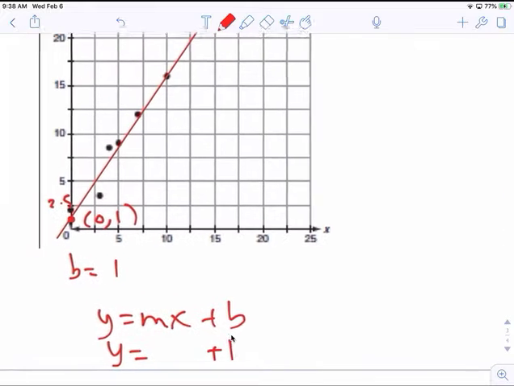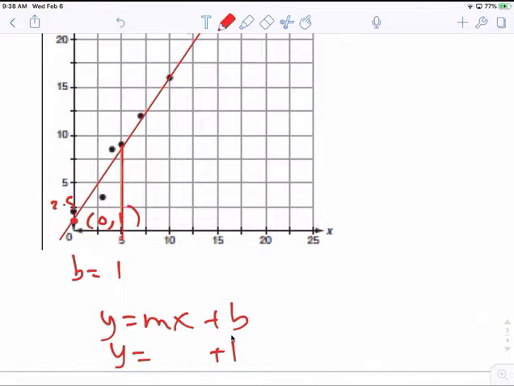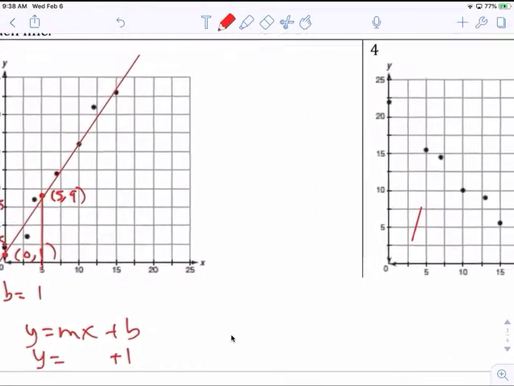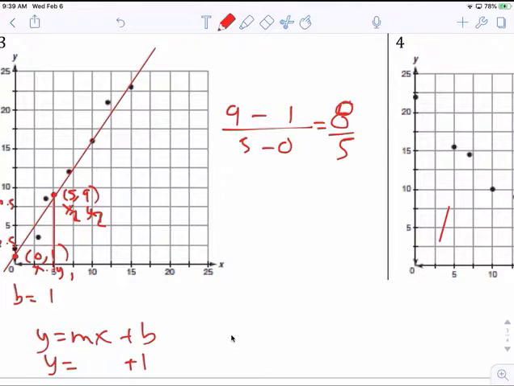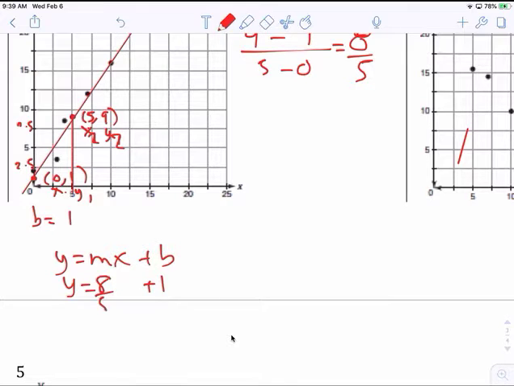Get the next one. I say this is 5 and 9. 7.5. So I say this is 5 and 9. Close enough. This is 10. So 5 and 9 is right there. X sub 1, y sub 1. Okay, so we go x sub 2, y sub 2. This is x sub 1, y sub 1. 9 minus 1 over 5 minus 0. I got 8 over 5. So my rate of change is 8 over 5x.